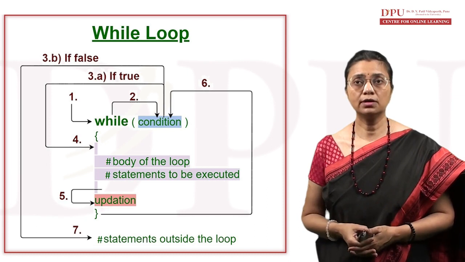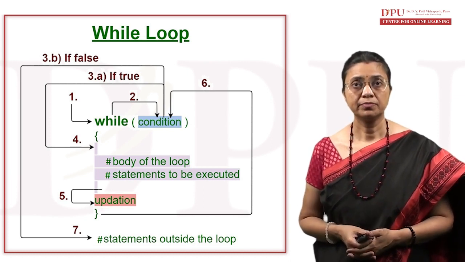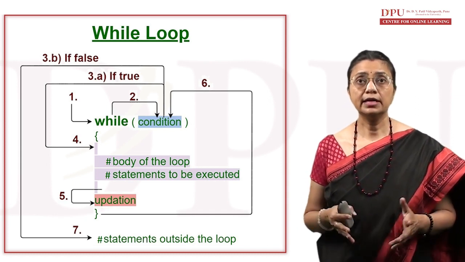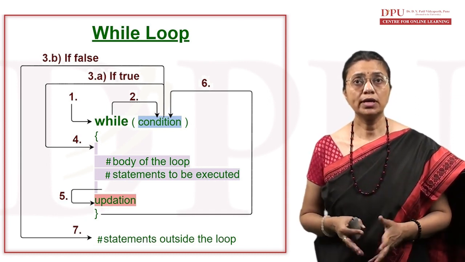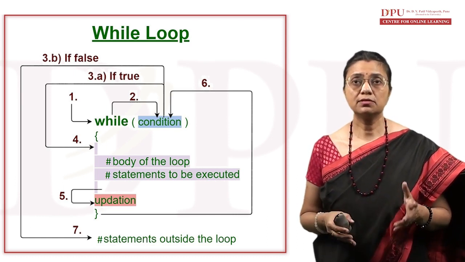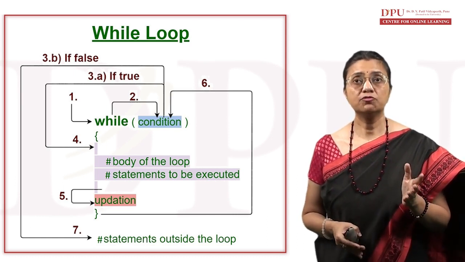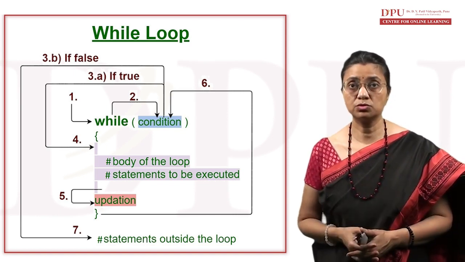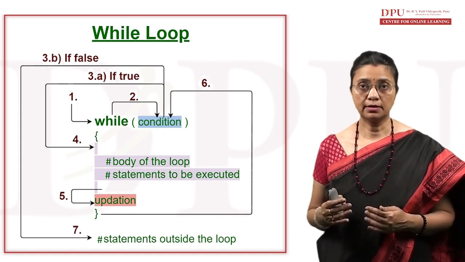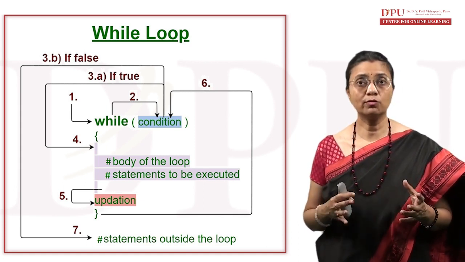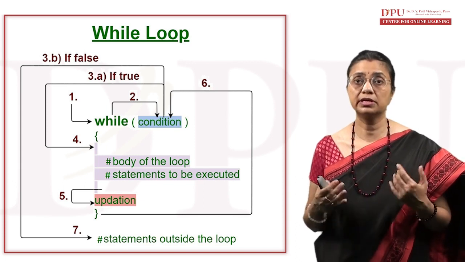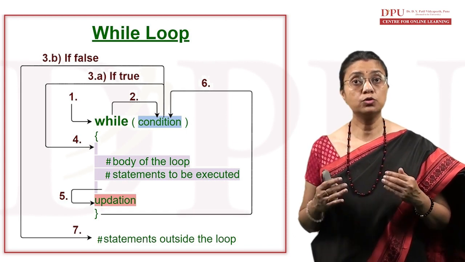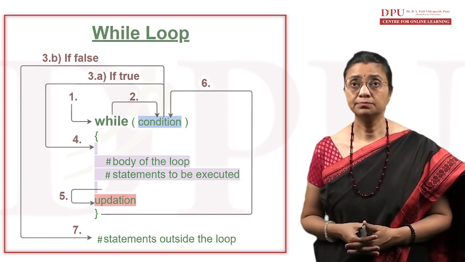Let's have a look at this diagram and understand better. In this diagram, you can see that there is a while loop. If it is false, I exit, and if true, I go on the true part. The first is the while condition. If the while condition is true, the body of the loop, the statements, are executed and updation is done. Updation means whatever I want to do: add two numbers, increment the counter, whatever my logic says when the condition is true. So this is basically a while loop.